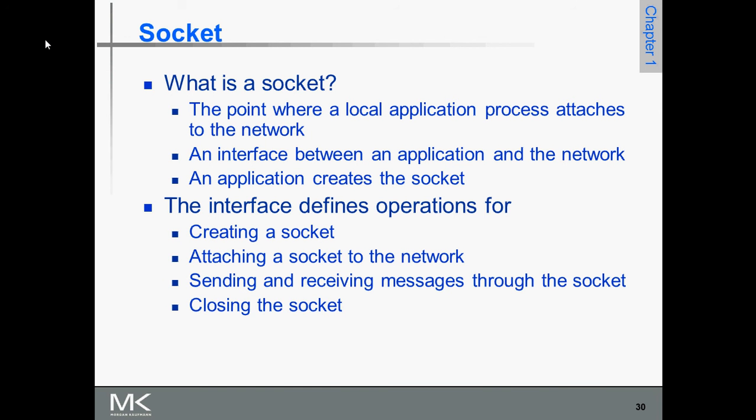The interface defines the following operations. One is creating a socket, then attaching the socket to the network, then sending and receiving messages through the socket, and then closing the socket. These are the four operations you are going to perform in order to create a networking application like a web browser.